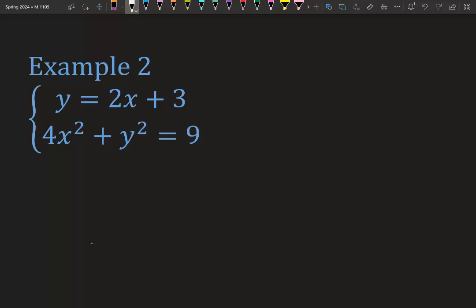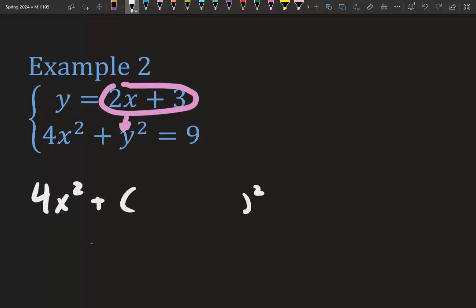That means one variable needs to be solved for and you need to plug it in. We already have something solved for. We have y equals whatever. So we're going to plug this in as y because that's what y represents. So we have 4x squared plus blank squared equals 9. And in that blank, we have 2x plus 3.